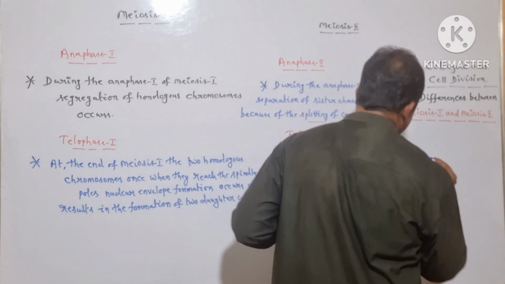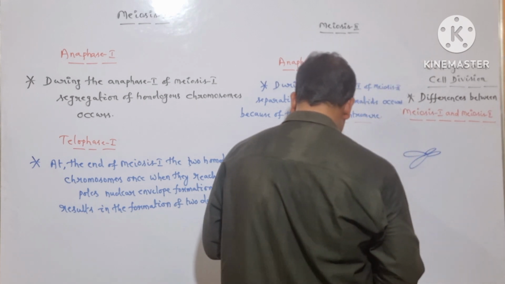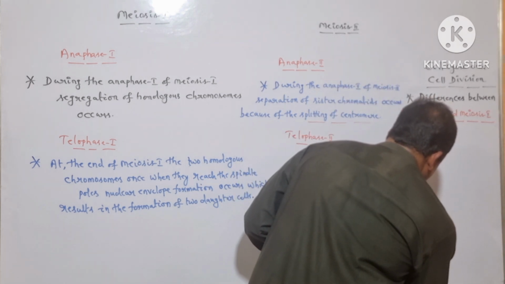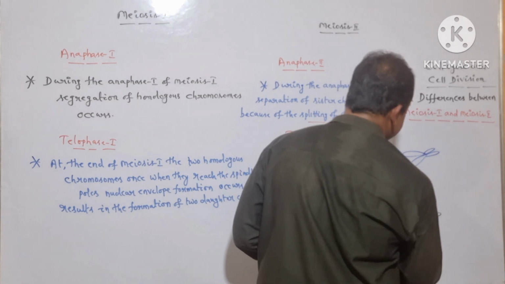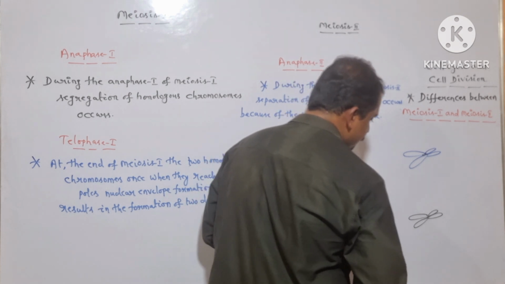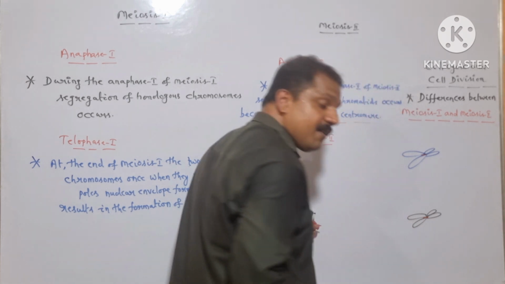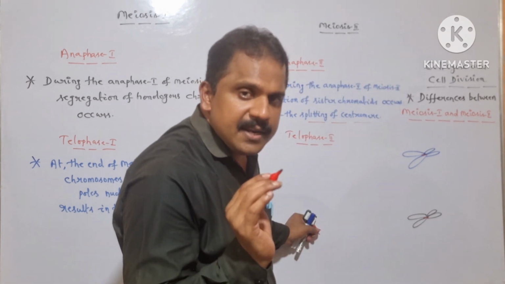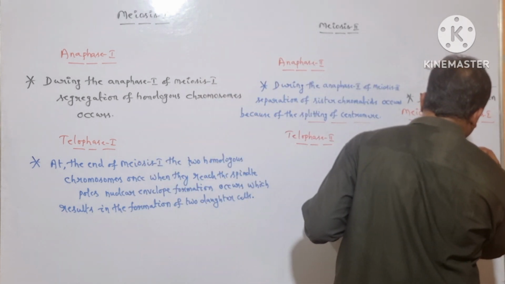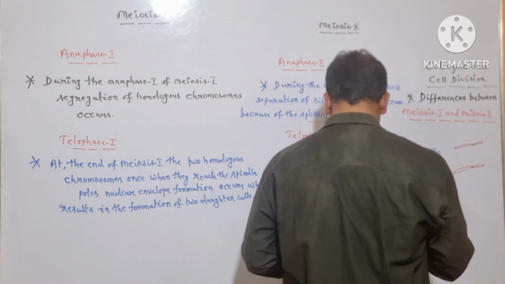So let me show it here. Let us assume it has one specific chromosome, one dyad chromosome, right? And it has the other dyad chromosome. So when the splitting of the centromere occurs during the anaphase 2 of meiosis 2, separation of sister chromatids occurs. Is it clear? So let me show it here. These are nothing but the sister chromatids. Separation of sister chromatids takes place.